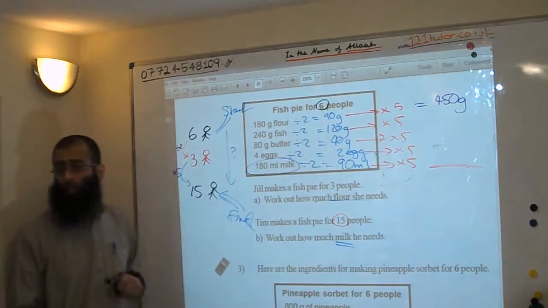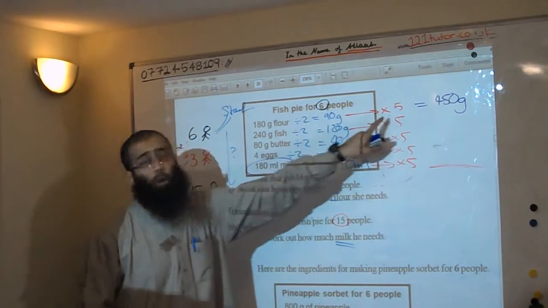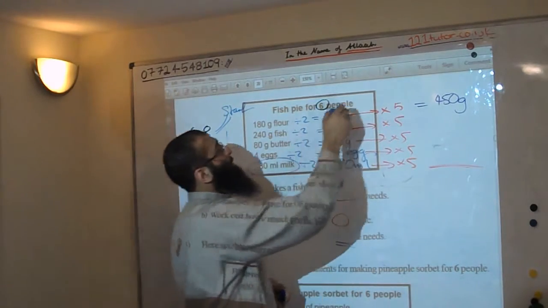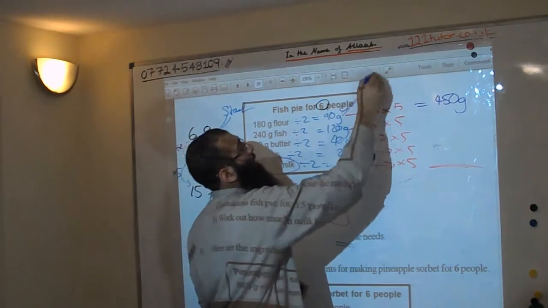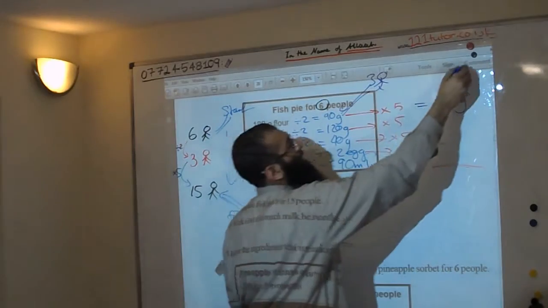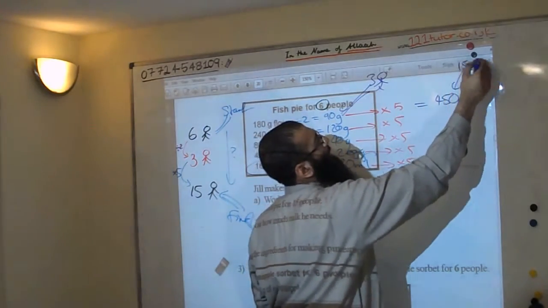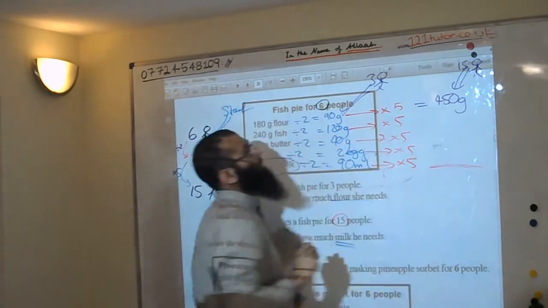Okay, you happy with that? Amna? So this one times by 5 now. So this here was for 3 people. And this one here is going to be for 15 people. Okay, done?